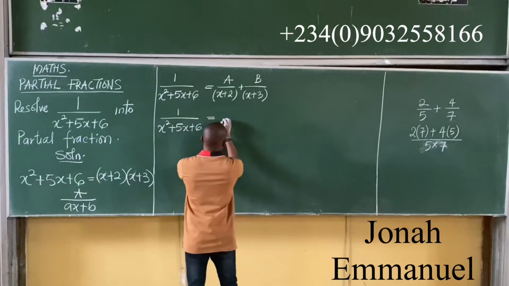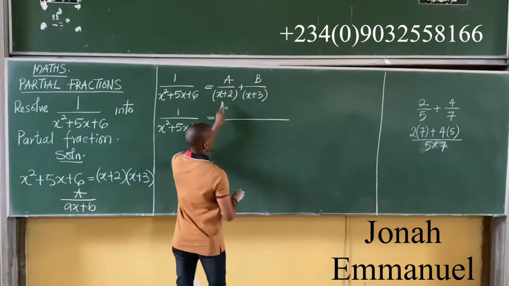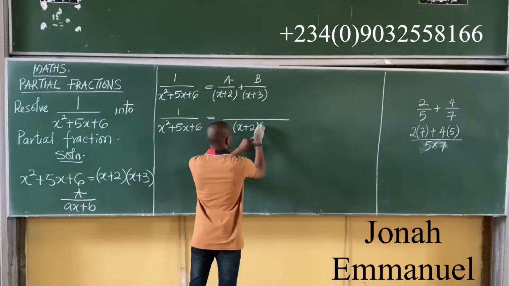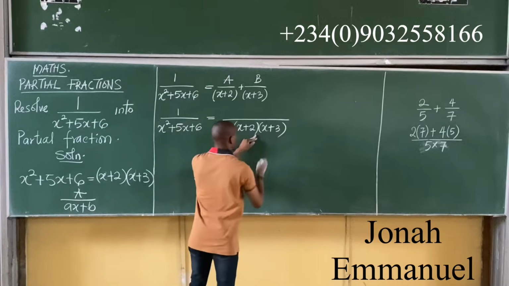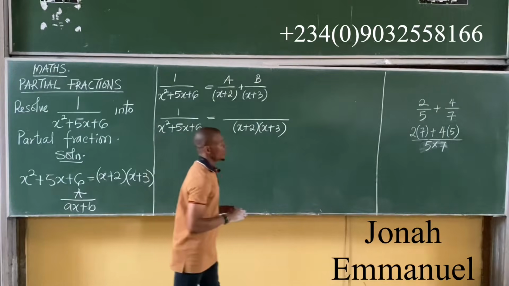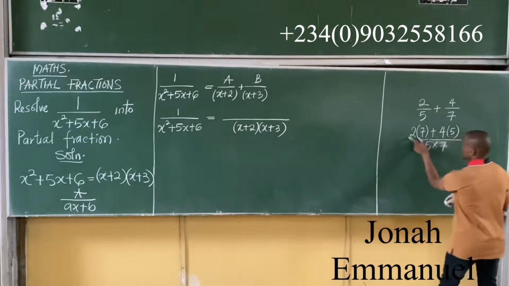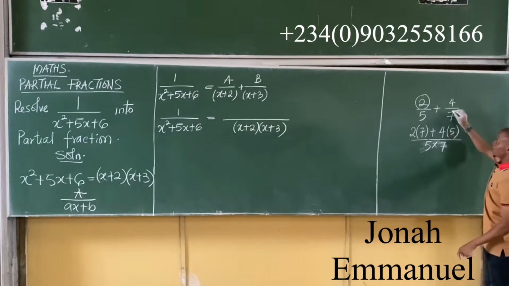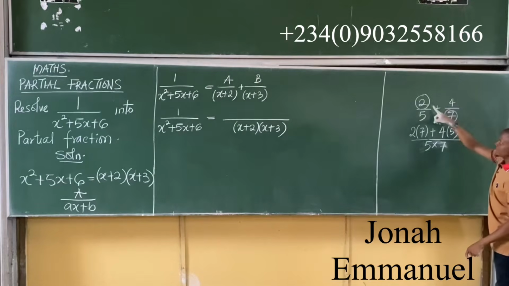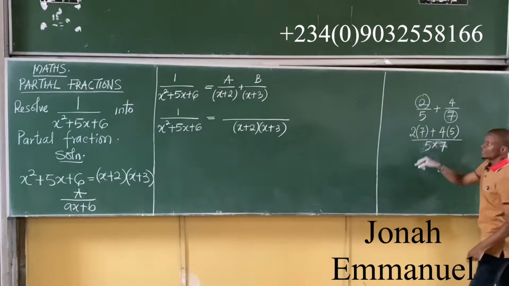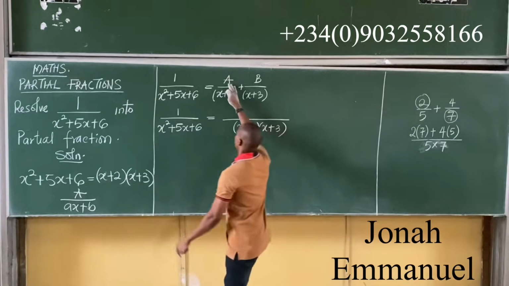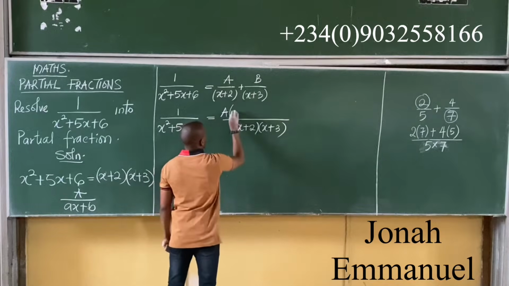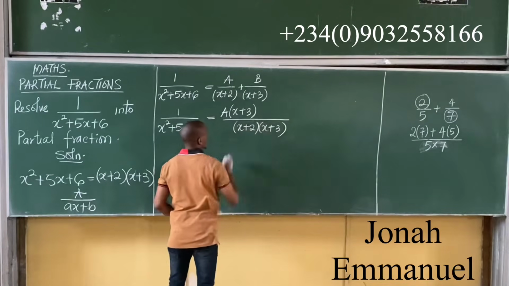It means that my denominator here would be to multiply these two, so it becomes x plus 2 into x plus 3. Next up, also observe that this term here was what I had here, 2, multiply what I had here, 7. That's this times this, 2 times 7. The same idea will work here. It becomes this one here, a, multiply what I have here, x plus 3.